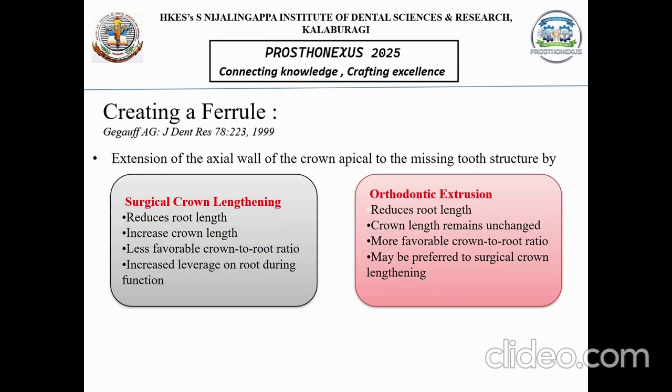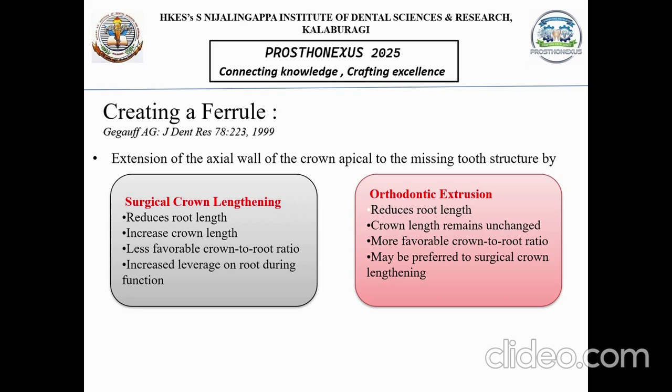Extension of the axial wall of the crown apical to the missing tooth structure can be achieved either by surgical crown lengthening or by orthodontic extrusion. Where do we do surgical crown lengthening? When there is reduced root length, what happens is it reduces the root length and increases the crown length. So whenever there is a less favorable crown to root ratio, there is increased leverage on the root during function.